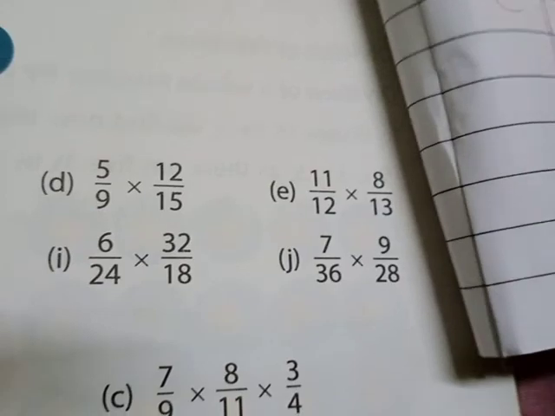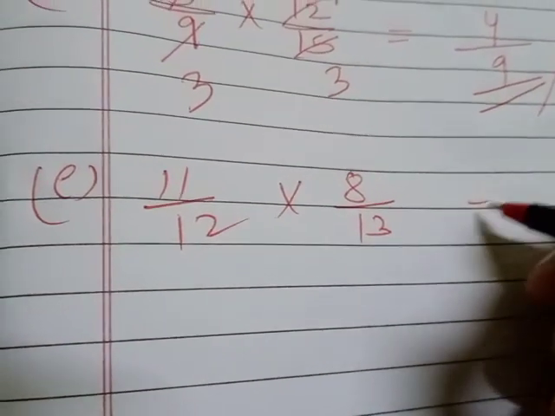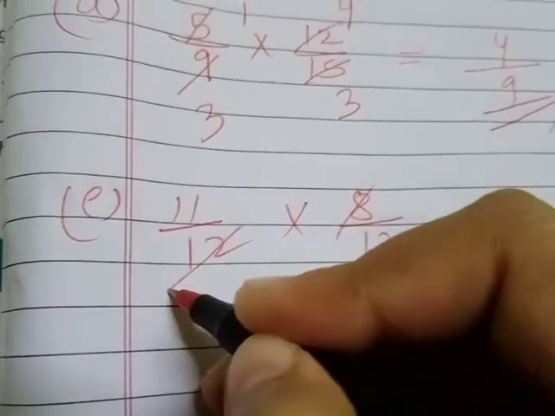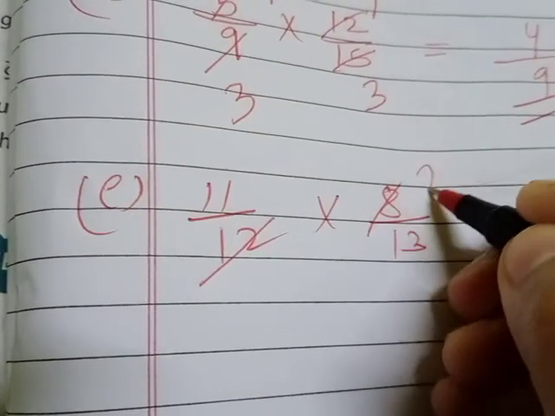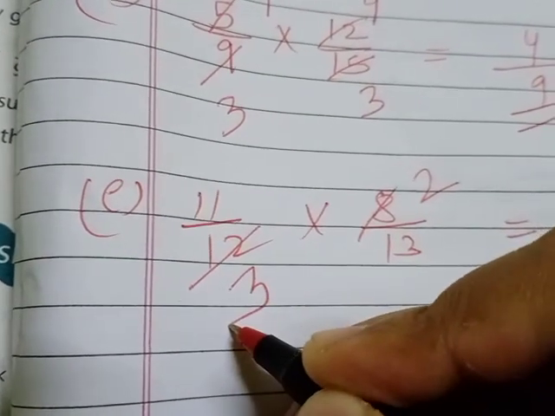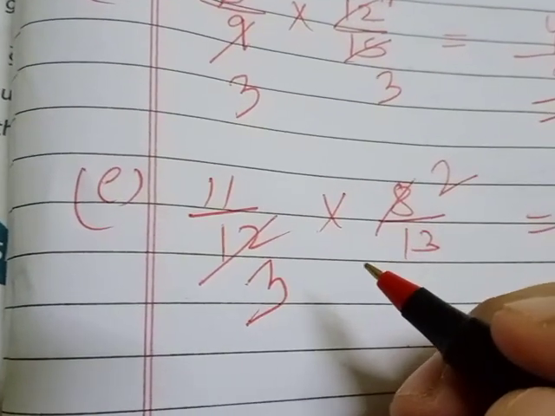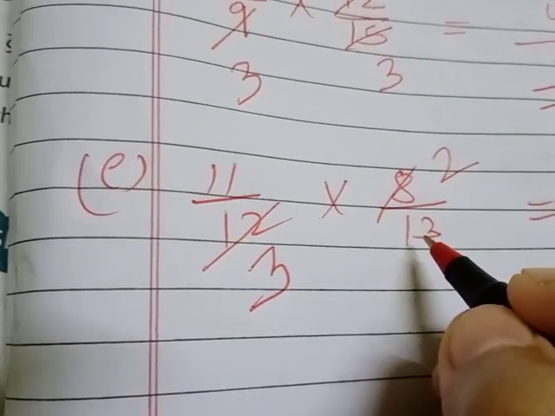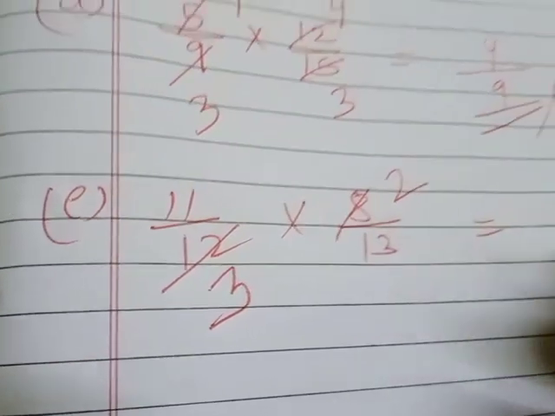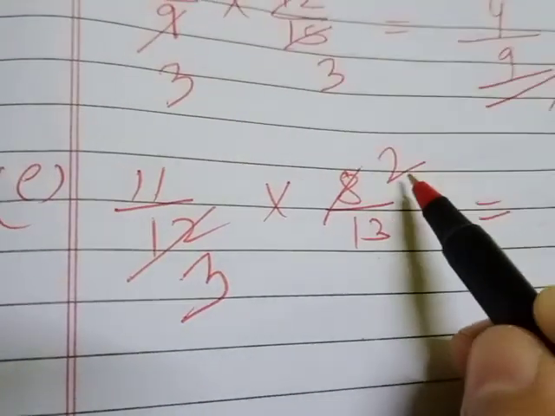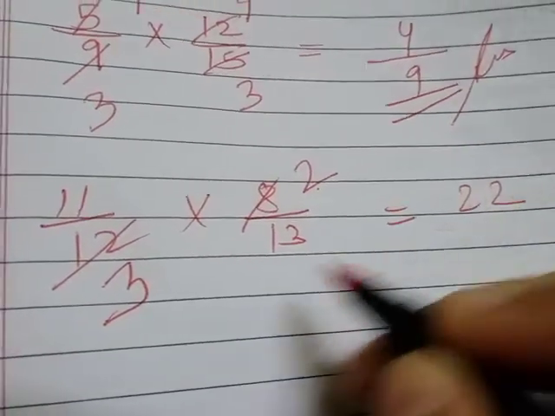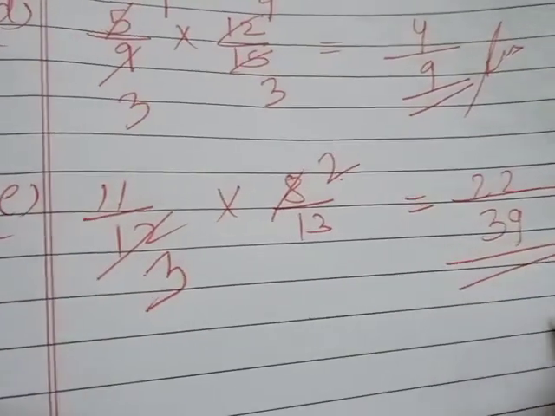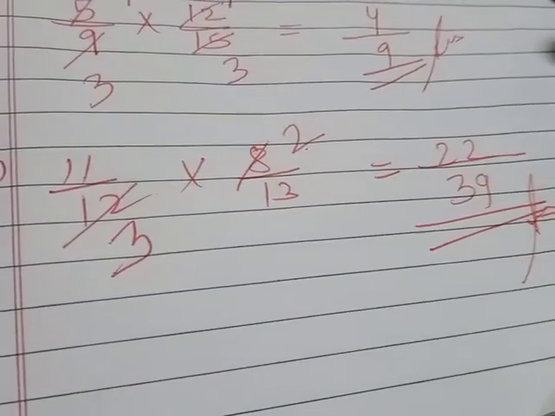Then E, 11 upon 12 into 8 upon 13. If you notice here, this 8 and 12 are divisible. 4 2s are 8 and 4 3s are 12. 8 and 12 both are divisible in the table of 4, 2 and 3 times. And 11 and 13 are not divisible and no other number is divisible. So simply we will multiply now. 11 2s are 22 and 13 3s are 39. 22 upon 39 is your answer for question number E.